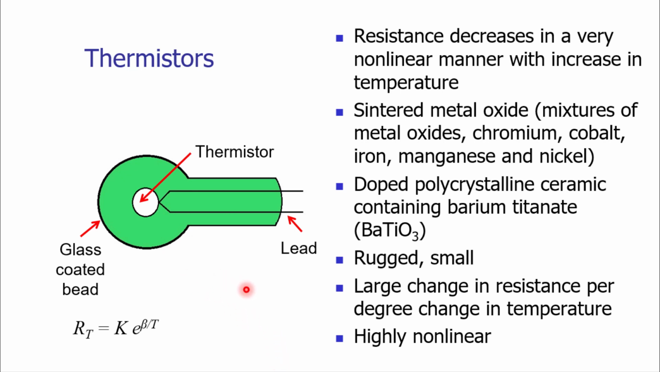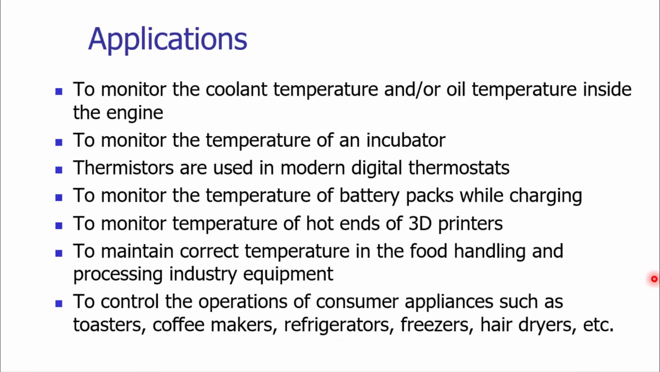These thermistors are small, rugged, and very useful for harsh environments. But the problem with this type of sensor is that they are highly non-linear in their behavior, highly non-linear in the response. Therefore, such sensors can be utilized when we don't need high precision in the measurement, or when we want to have a gross idea about the status of the system.